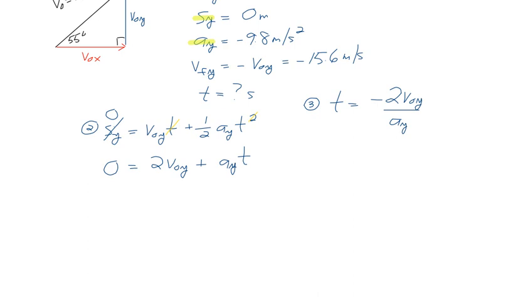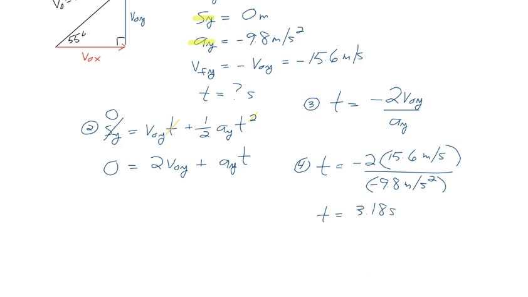So step 4, we're going to have t equals minus 2 Voy over Ay. Voy was 15.6 meters per second, and Ay is negative 9.8 meters per second squared. So the negatives will cancel out, which they better because you can't have a negative time. If you solve that, what do you get for your time? Even if you used a different formula, we should all get the same time at this point. 3.18.